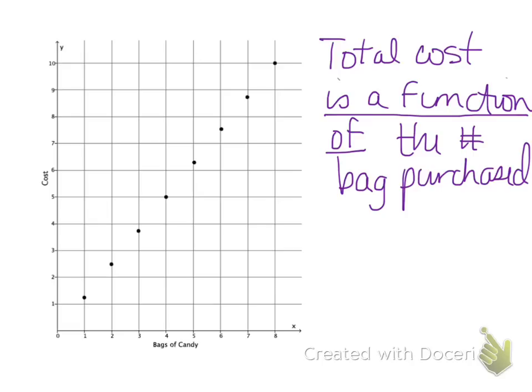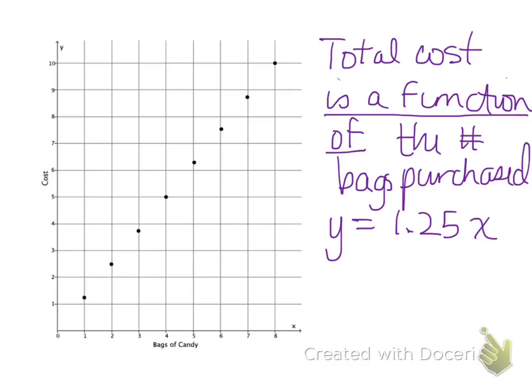Okay, so my total cost depends on, or is a function of, the number of bags of candy purchased. On this graph, we haven't connected the line, and there's a pretty good reason for that. Let's write our function rule. We've got total cost is equal to $1.25 times the number of bags.